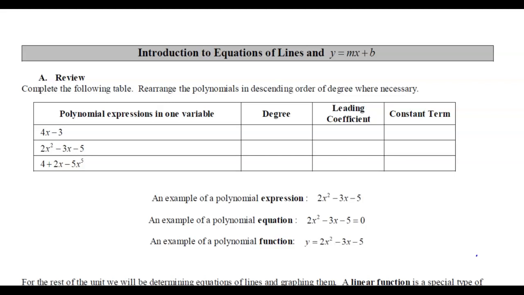Okay, so introduction to equations of lines. Take a look at that title, the form of the equation, y equals mx plus b. So that's going to be a form of a linear equation that you're going to use a lot.